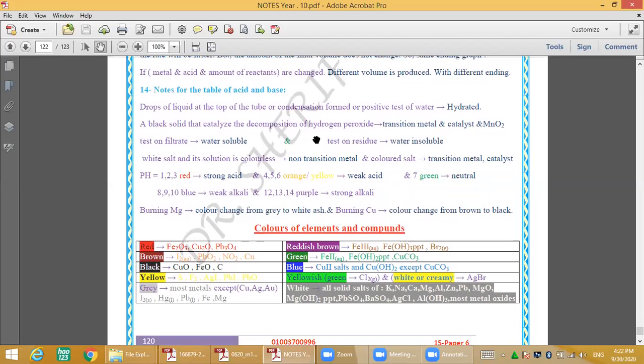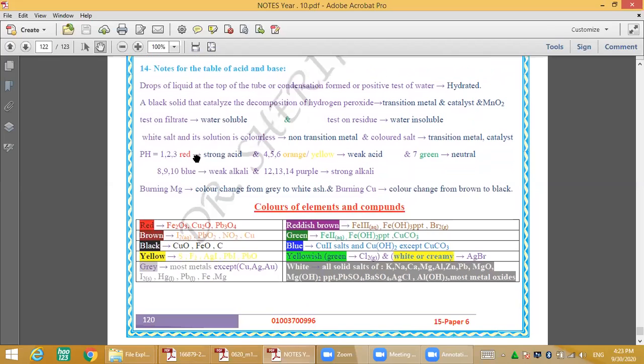A black solid that catalyzes the decomposition of hydrogen peroxide is manganese oxide, a transition metal oxide and catalyst. A test on the filtrate means it is water soluble. A test on the residue means it is water insoluble. A salt and solution that is colorless means non-transition metal. A colored salt means it is a transition metal and a catalyst.